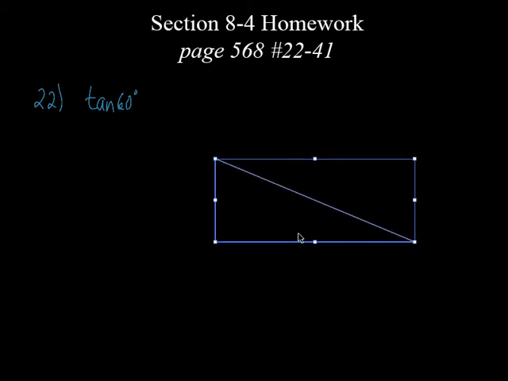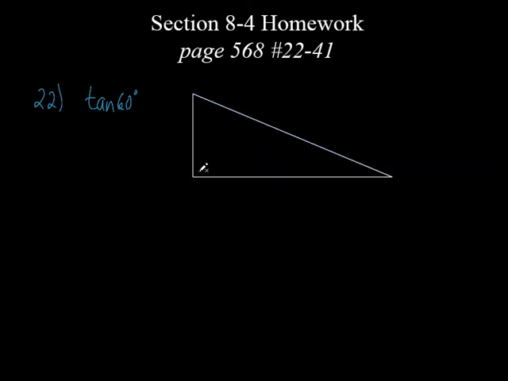Since it's 60 degrees, I'm going to pick a triangle that's 30, 60, 90. Now, I don't know if this is exactly 30, 60, 90, and I don't really care. It's just to help us figure out how to do this. So let's call this one 30, let's call this one 60, and of course, that's 90 right there. We want to find the tangent of 60 degrees.